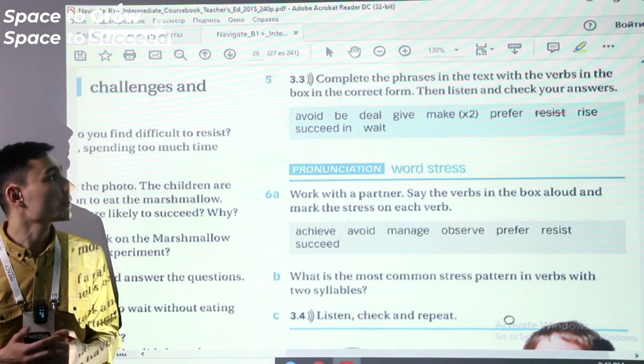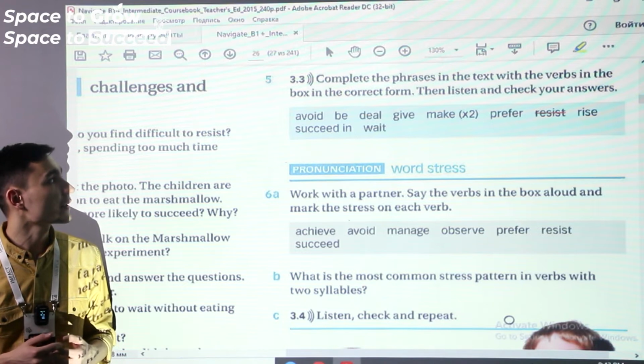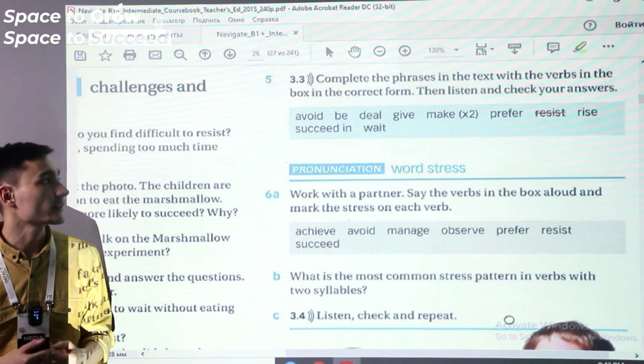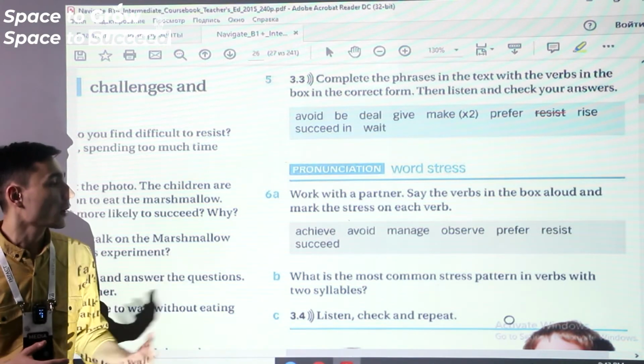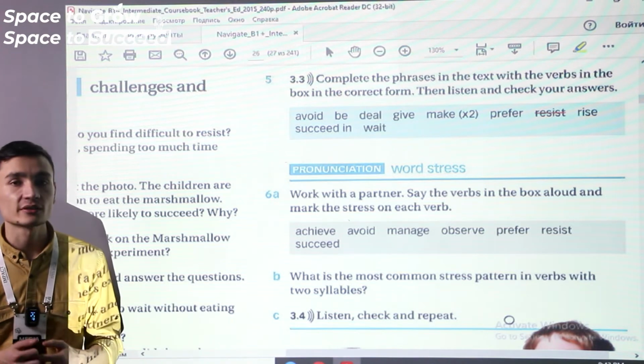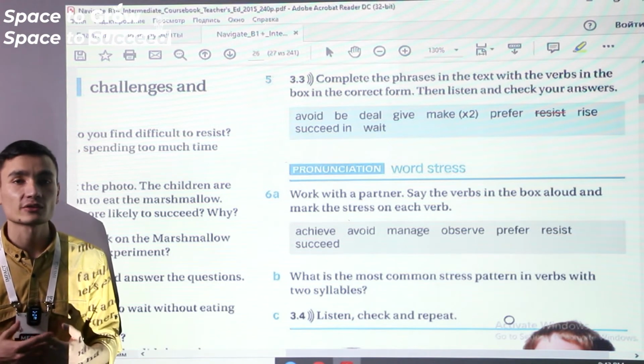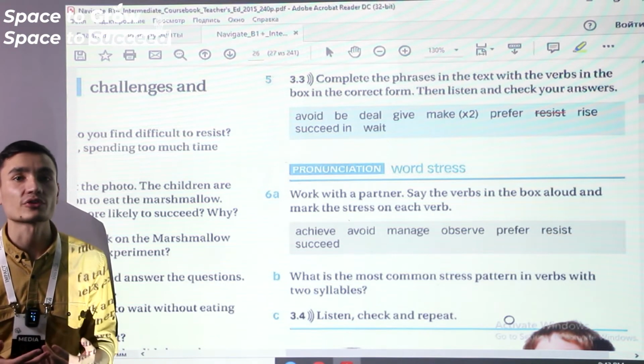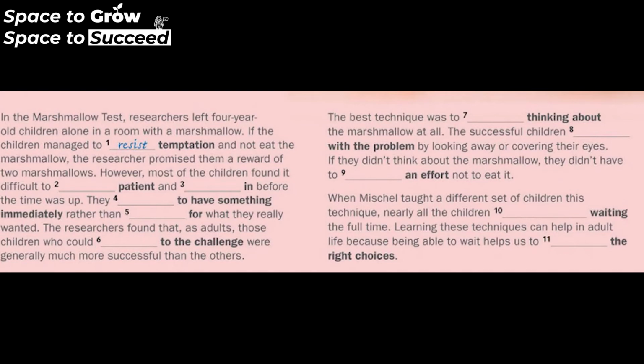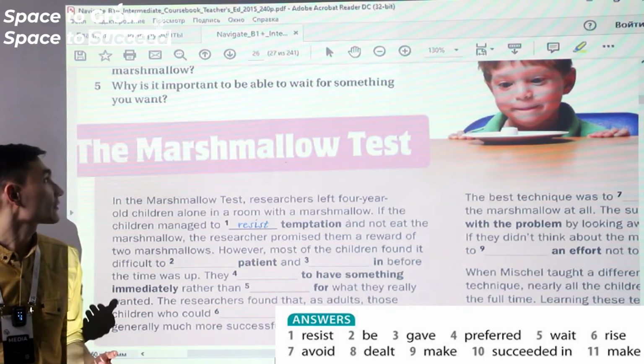Exercise 5. Complete the phrases in the text with the verbs in the box in the correct form, and then listen, check your answers. Pause the video and try to fill the gaps in the paragraph in the text with the words here, and after this listen to the audio and try to check your answers one more time. Now let's check the answers.